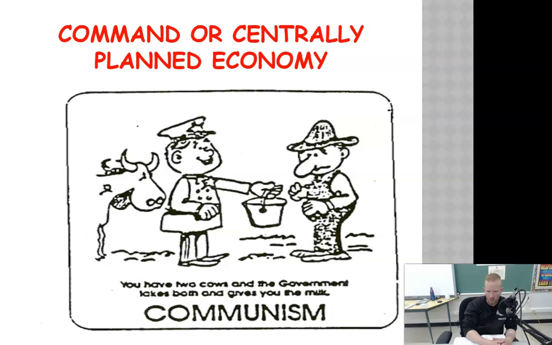You have 2 cows, the government takes both and gives you the milk. So here, you got the government taking over the means of production. The means of production in this case are the cows. The cows are producing the milk, meat, whatever, in this case the milk. They're like, don't worry, we'll take care of this, and then we'll sell you the milk. So they have control over the means of production, and they're deciding what to give people, in this case milk, who knows how much they're charging, etc., but they own the means of production.